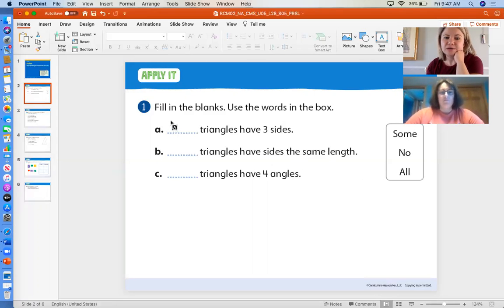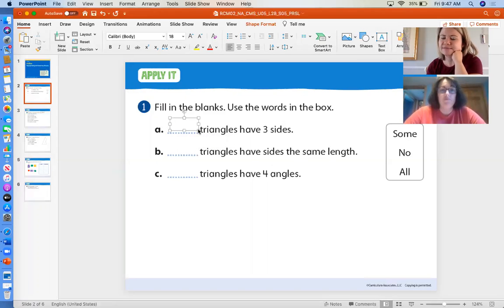Blank triangles have 3 sides. So my options are some triangles have 3 sides, no triangles have 3 sides, or all triangles have 3 sides. Do some triangles have 3 sides? Yeah. Do no triangles have 3 sides? Do all triangles have 3 sides? Yes. So the correct answer would be all.